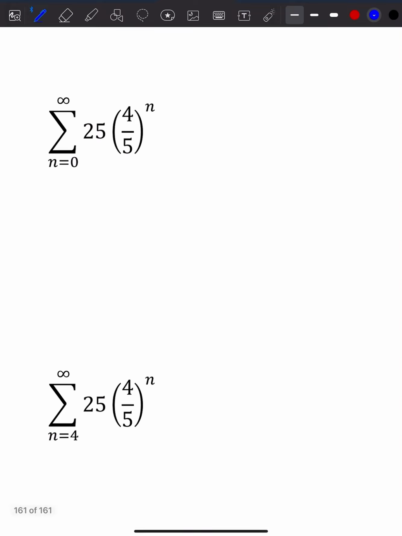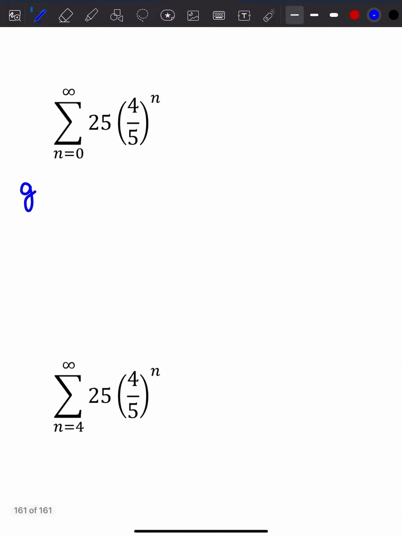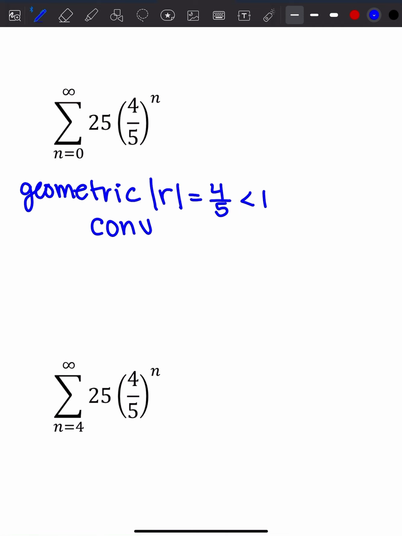Okay, we're going to look at the same thing, but with a different starting value. So, same things. If we want to know if it's converging or diverging, the first thing we decide is what kind of sequence we have. Right now, we only really know of geometric, so we would look for geometric first. This has an r value of 4 fifths, so we're looking at the absolute value of r, which is 4 fifths. This is less than 1, so this converges.